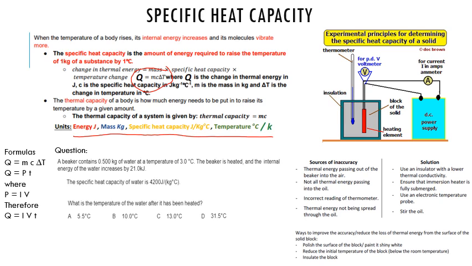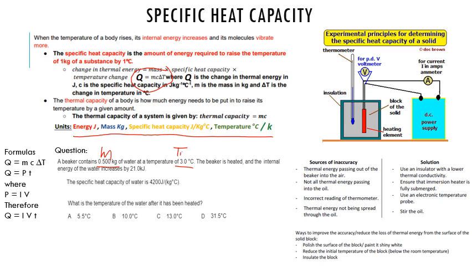So let's talk about this question first. I'm sure you will be able to solve it very easily. The question is, there is a beaker that contains 0.5 kilograms of water at a temperature of 3 degrees Celsius. So far, we can tell that this one is the mass, and this one is the initial temperature Ti.